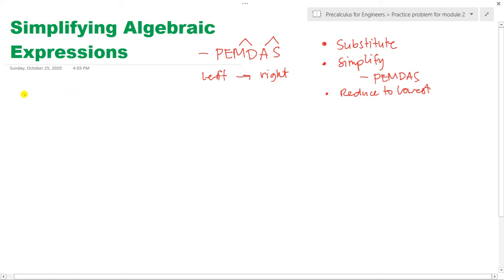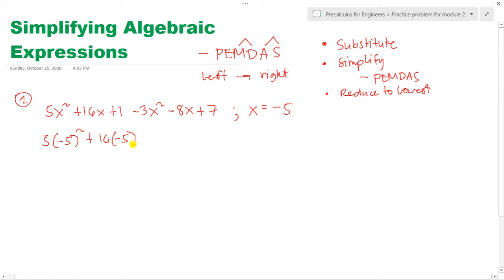So let's try simplifying. We have here our first example: 5x squared plus 16x plus 1 minus 3x squared minus 8x plus 7, such that the value of x is equal to negative 5. So again class, ano natin gawin? Substitute. So we have 5 times negative 5 squared plus 16 times negative 5 plus 1 minus 3 times negative 5 squared minus 8 times negative 5 plus 7. So what is negative 5 squared?